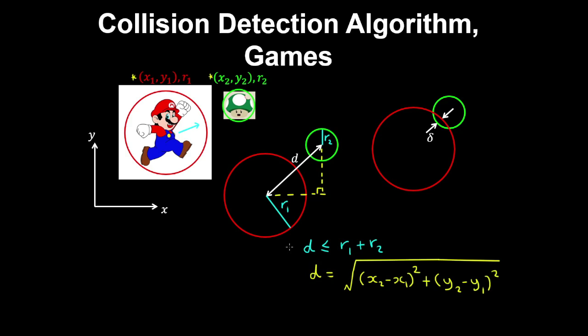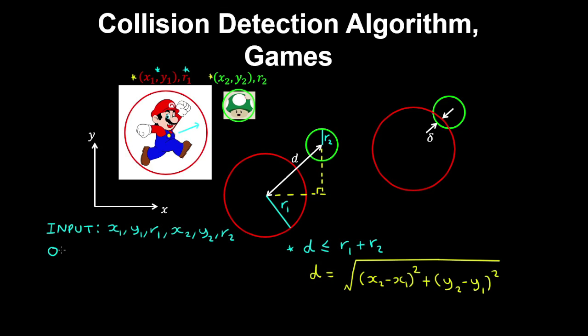And now we can write the pseudocode of the collision detection algorithm. So I have the inputs, which are the coordinates of the centers of these spheres and the radii of the spheres. So for Mario, we have x1, y1, and r1. And for the mushroom, we have x2, y2, and r2.